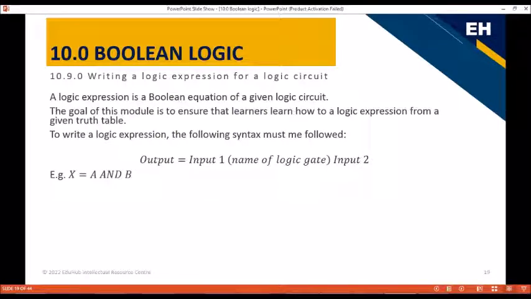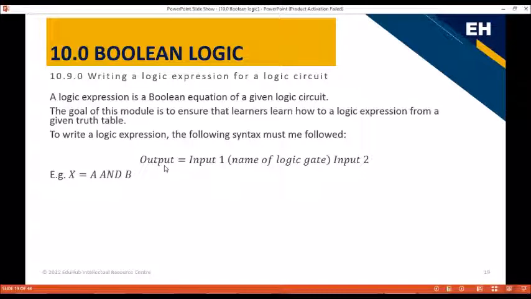The next module we shall be working on is writing a logic expression for a logic circuit. What is a logic expression? A logic expression is a Boolean equation of a given logic circuit. The goal of this module is to ensure that learners learn how to convert a logic expression from a given truth table, or better still, how to write a logic expression from a given truth table. To write a logic expression, the following syntax must be followed.